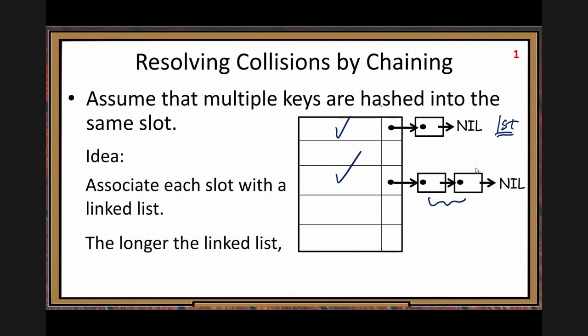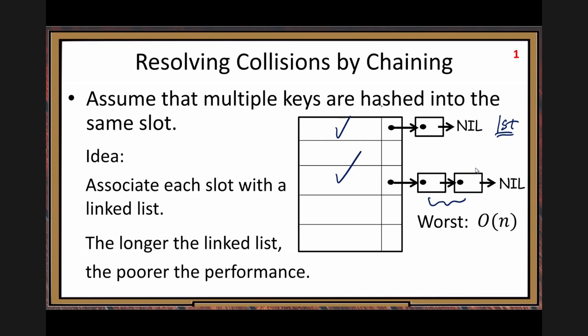The longer the linked list, the poorer the performance. If your hash function is very bad, then some of the linked lists could be quite long, and your overall performance will be bad. But this is a solution. The worst case for this solution is big O of n.